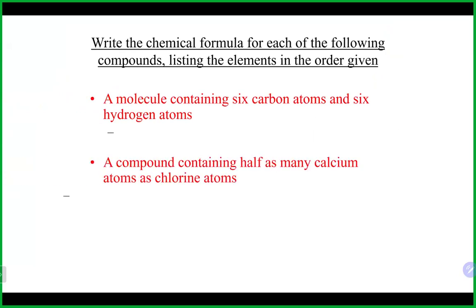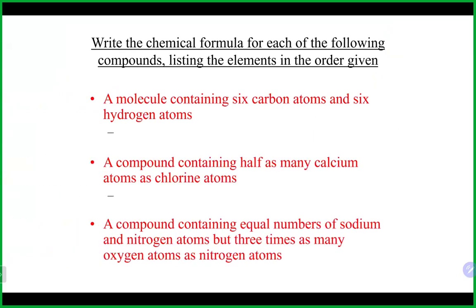All right, so take a moment and, based on the description there, write a chemical formula for each of these compounds. Okay, so let's take a look at the first one, a molecule that contains 6 carbon atoms and 6 hydrogen atoms. The symbol for carbon is C, and 6 carbon atoms should have a 6 next to it. Hydrogen's symbol is H, and it also has 6, so we should have C6H6.